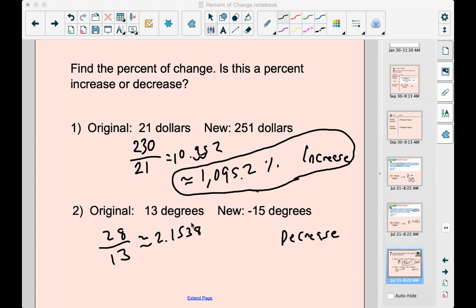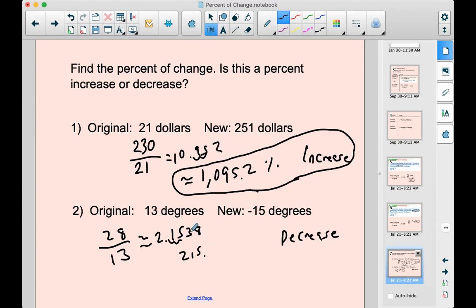Okay, so now that I divided, I multiply by 100, which means I move the decimal 2 places. And I get 215 point. I have a 3 and an 8. Let's round it to 1 decimal point. Okay, the 3 has an 8 following it, which means I round up to 4. So it's about a 215.4% decrease.